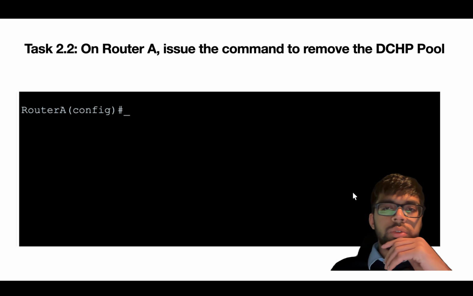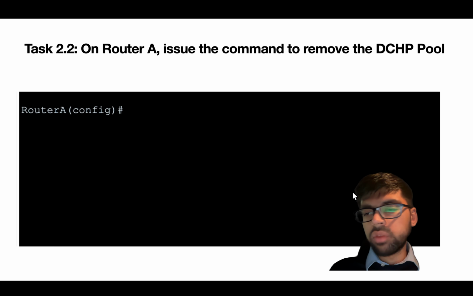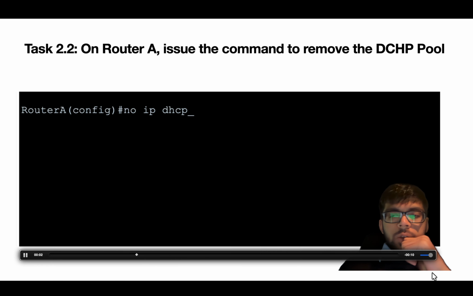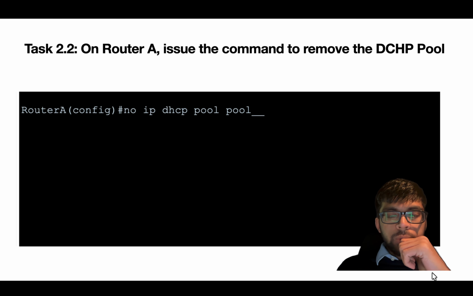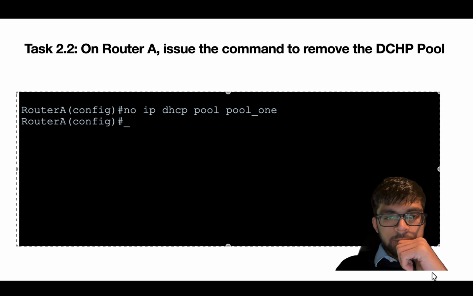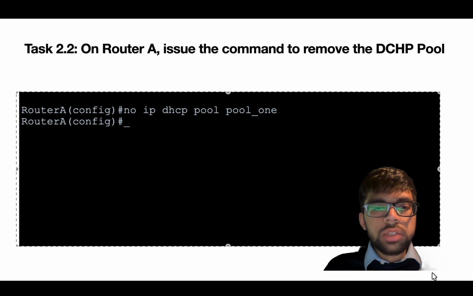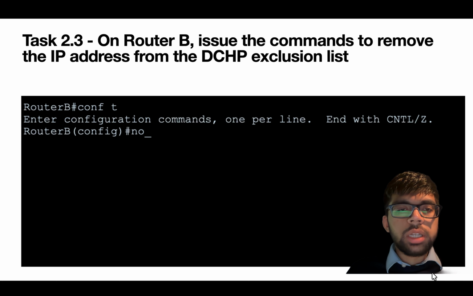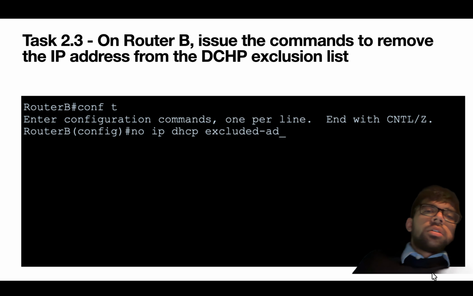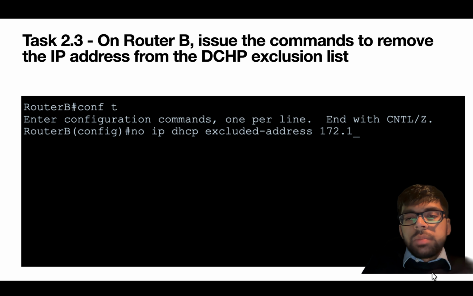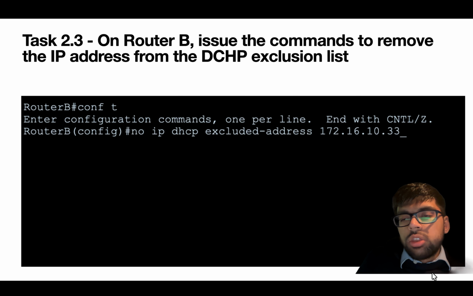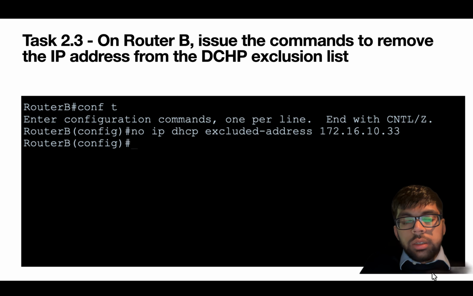What do we need to do now? Let's go into router A and issue the command to remove the pool. We're going to remove the pool now. No ip dhcp pool 1. That's all we need to do. So that removes the pool. Now issue the commands to remove the IP address from the DHCP exclusion list on router B. Similar thing: no ip dhcp excluded-address 172.16.10.33. That's what we need to do.